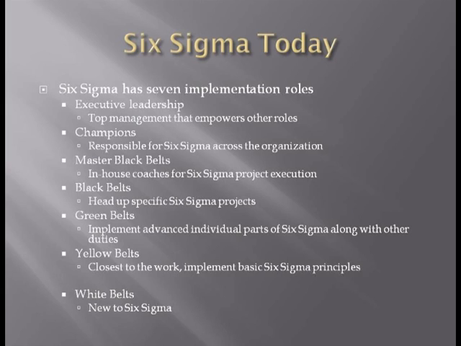There are actually 7 distinct roles. Executive leadership, which comprises the company's top management and empowers the other Six Sigma team members. Champions are next. They're responsible for Six Sigma across the entire organization in a strategic sense. Master Black Belts are Six Sigma's coaches and evangelists. They focus on spreading their in-depth knowledge of the Six Sigma process to other members of the company. Regular Black Belts focus on implementing Six Sigma directly and using green, yellow, and white belts to help implement the steps of the DMAIC process.